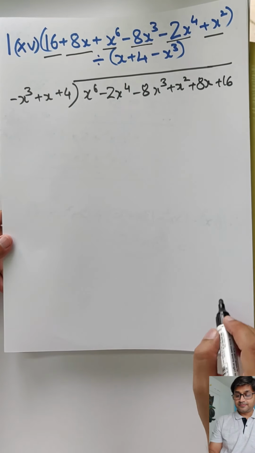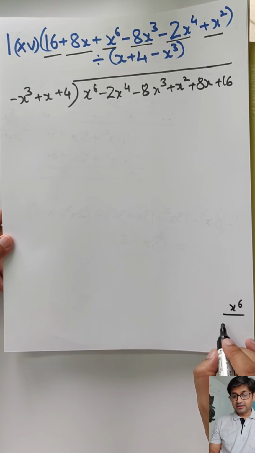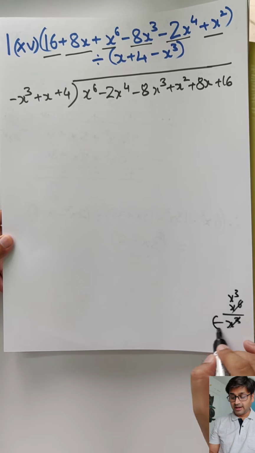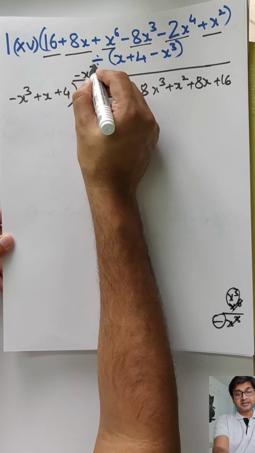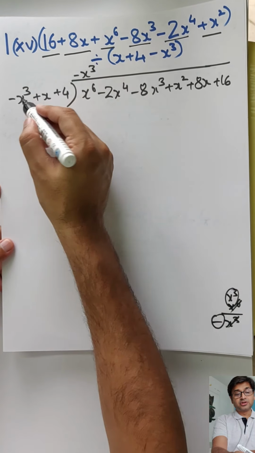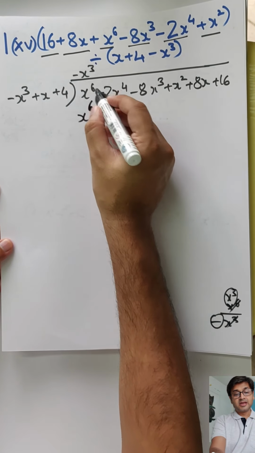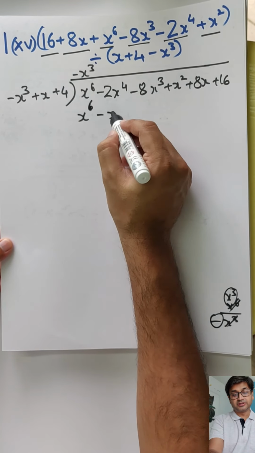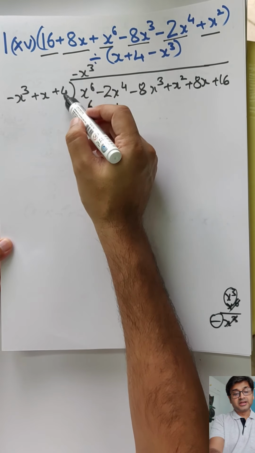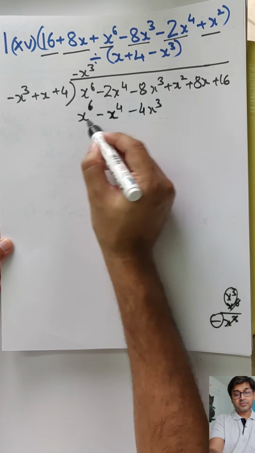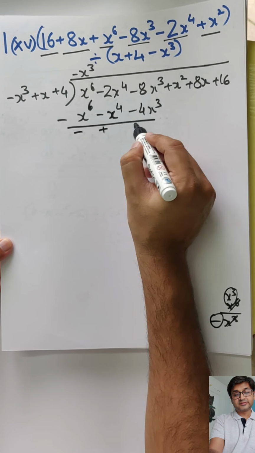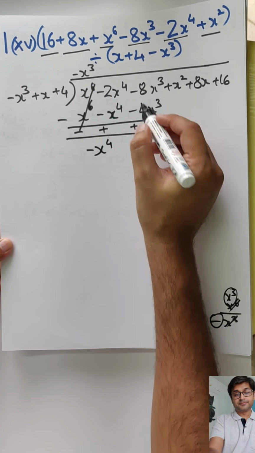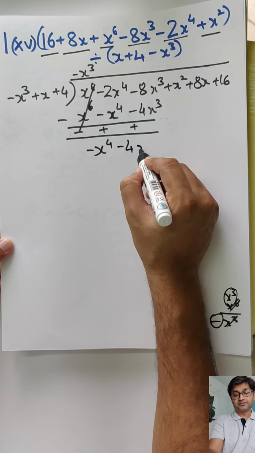So x⁶, I'm writing it here, divided by x³ negative. Don't forget the negative sign. Cancel, so x³ and this negative together, so minus x³. Yeah, so minus x³ into x³ will give me plus x⁶. This to be multiplied with all the three, so this will give me minus x⁴. So I can write below this minus 4x³, so below this. Let's change the signs. So minus plus plus cancels, minus 2 plus 1, so minus 1. Minus 8 plus 4, so minus 4x³.